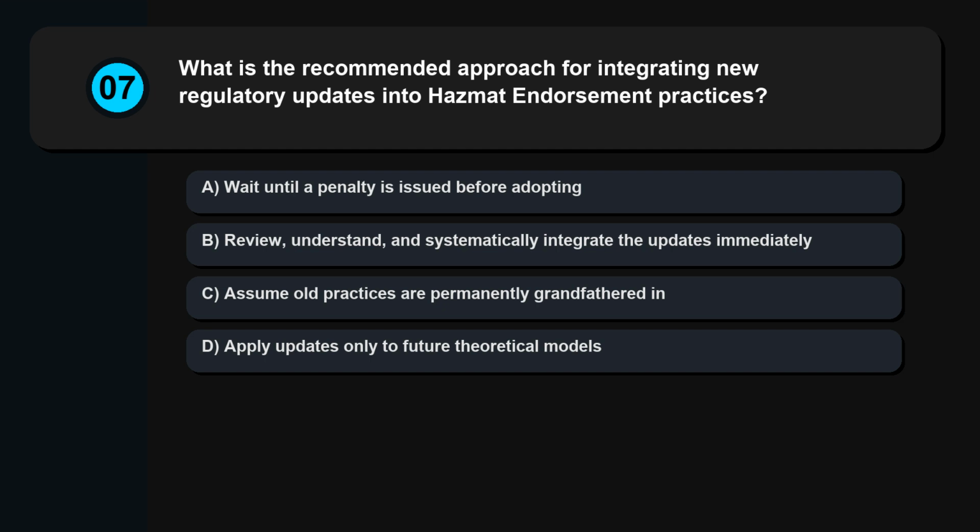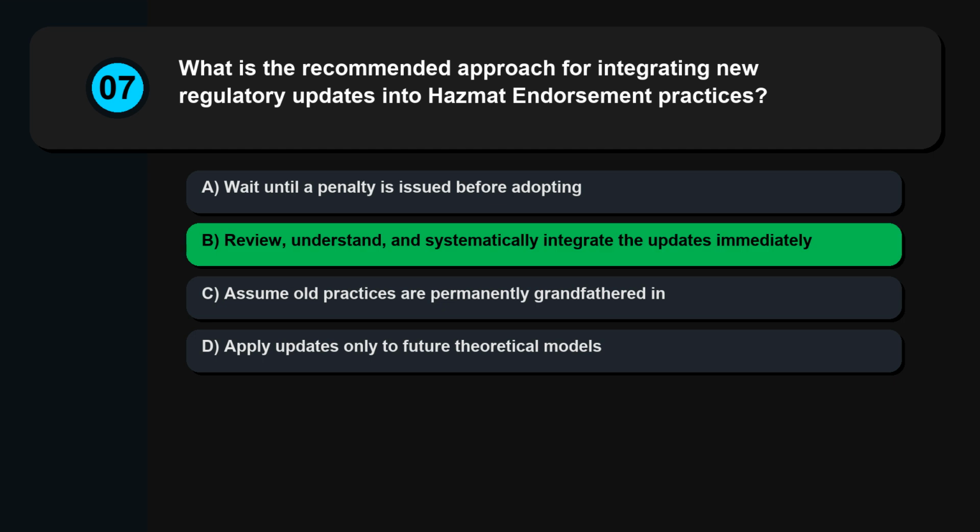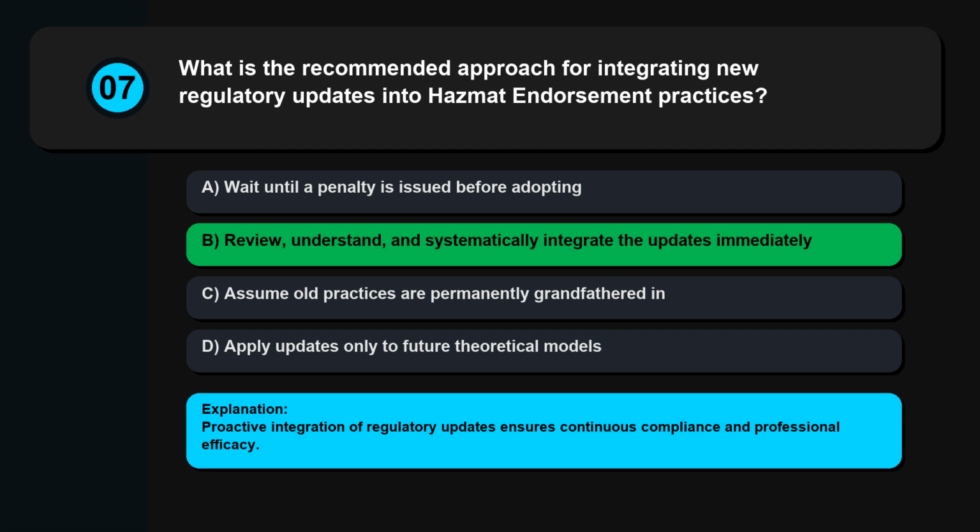Question 7. What is the recommended approach for integrating new regulatory updates into Hazmat endorsement practices? Wait until a penalty is issued before adopting. Review, understand, and systematically integrate the updates immediately. Assume old practices are permanently grandfathered in. Apply updates only to future theoretical models. Proactive integration of regulatory updates ensures continuous compliance and professional efficacy.